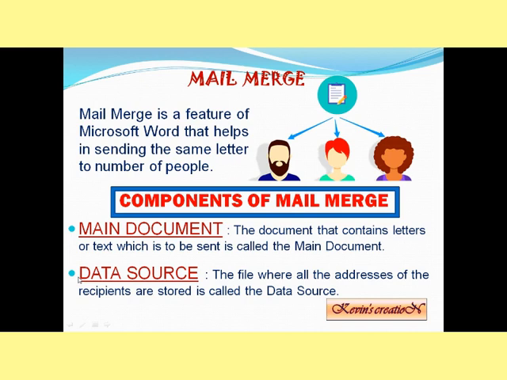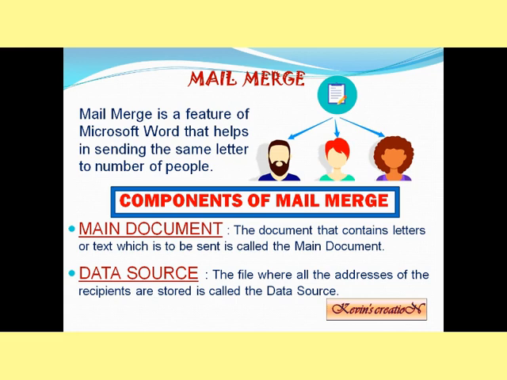And the next one is a data source. It's a file where we keep all the addresses of the recipients. Suppose we are going to send the same letter to 1,000 people. So all the 1,000 people's name, address, etc. is saved in this file. So that is called data source. The file where all the addresses of the recipients are stored is the data source.